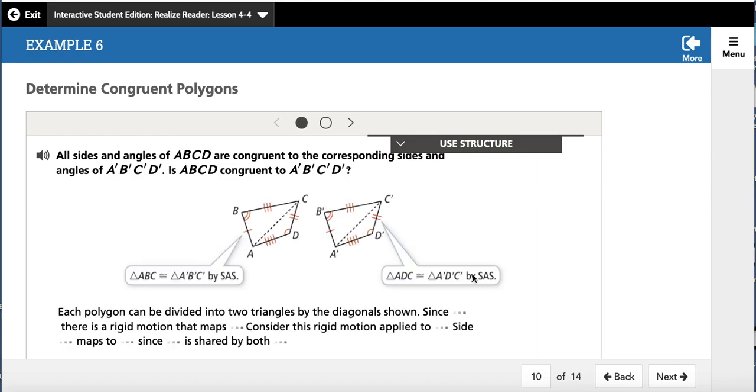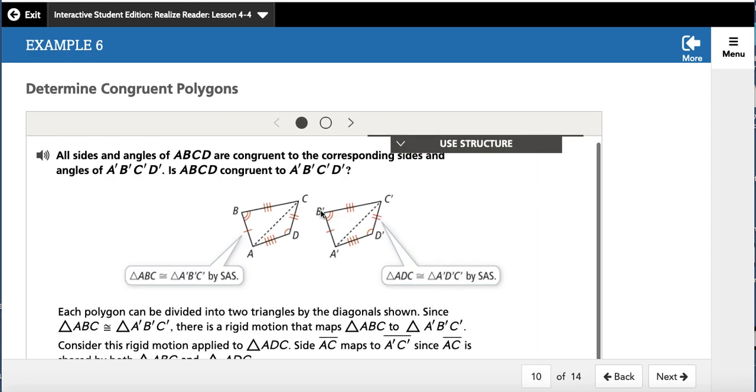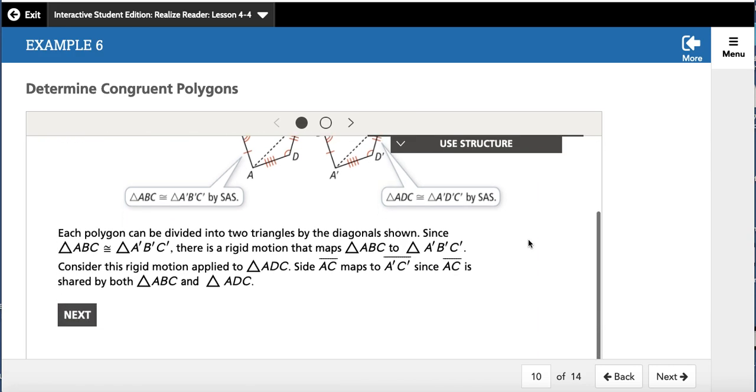They give a little explanation of why. Because basically, you can cut the polygon into two triangles. And right here you have side angle side, and here you have side angle side. That matches up with those side angle sides. So you can prove the two triangles are congruent.